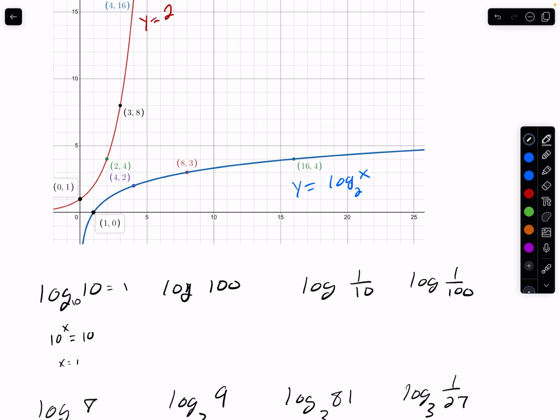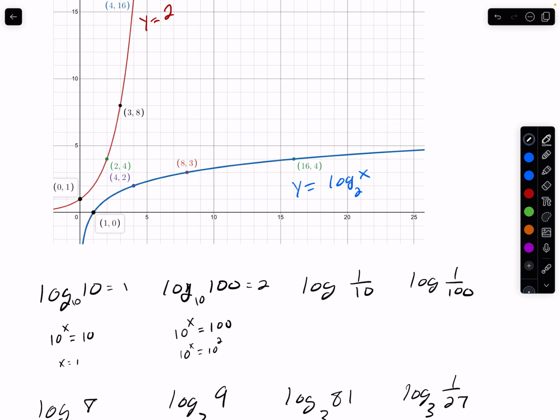Let's look at the next one. 10 to the what power is 100? If we practice our common bases, 10 to the x is equal to 10 to the second power. So this equals 2.